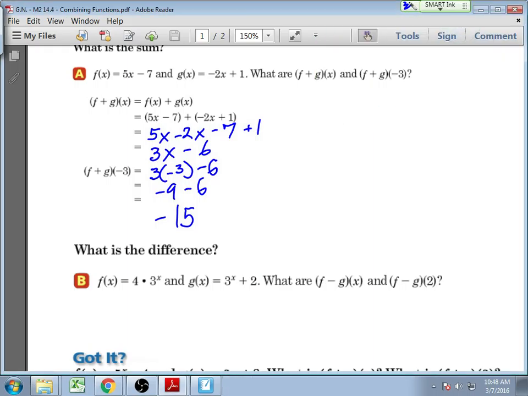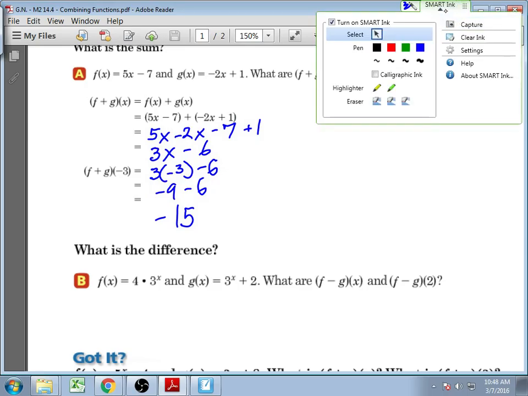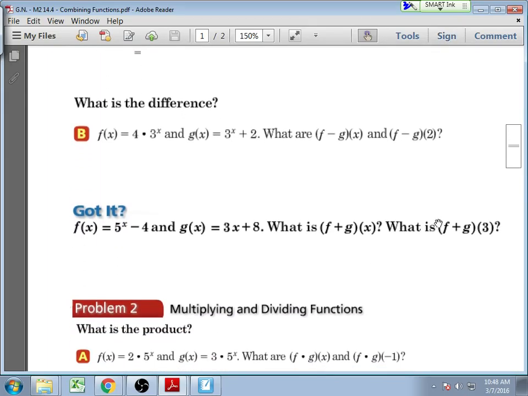Try that. Sorry, part B, finding the difference here. Now, this one is a bit more challenging, so I want to see who can actually get this. Be careful. It's easy to make a mistake here. We have 4 times 3 to the x, and what makes this tricky is that my variable is in the exponent. G of x is 3 to the x plus 2. We want to find the difference between them, so f minus g of x. And really when we say this, f minus g is its own quantity.